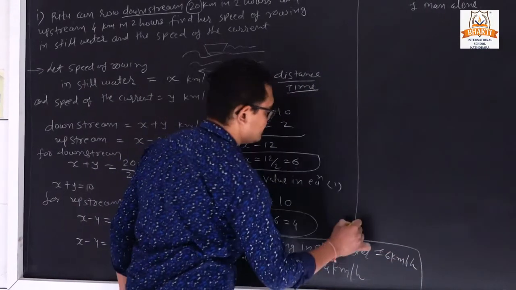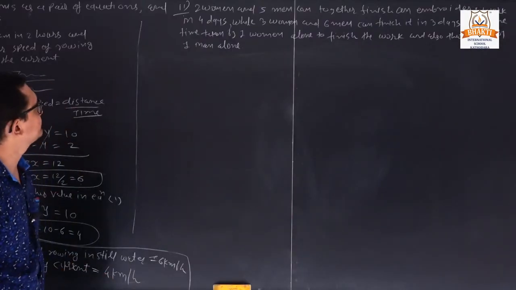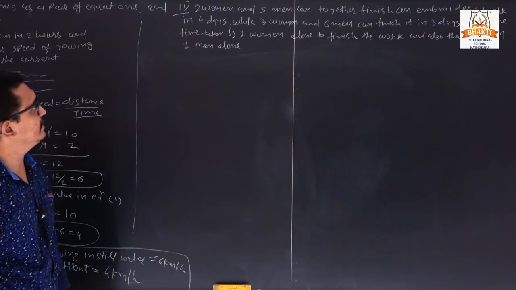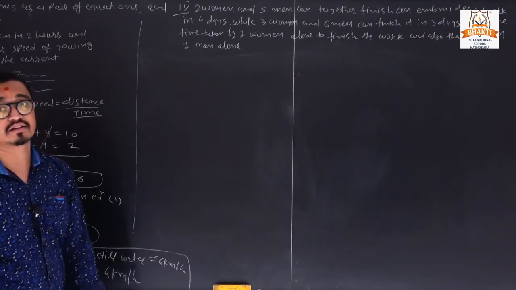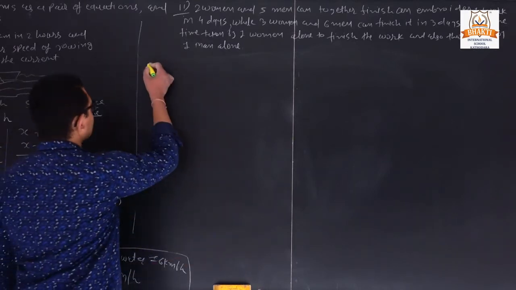Now next, second question. 2 women and 5 men can together finish an embroidery work in 4 days. So here we can assume like that.